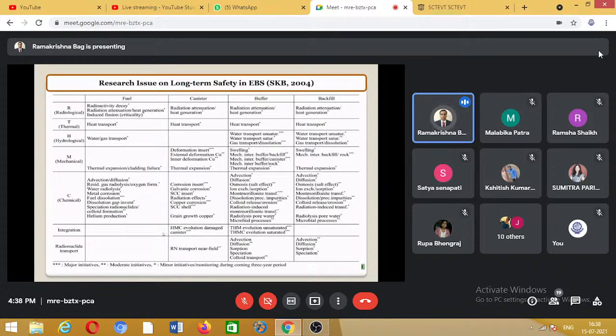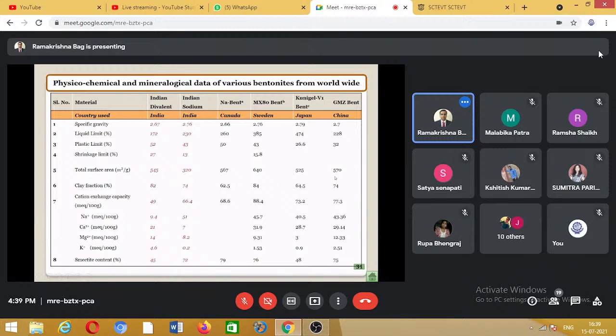So these are the different methods, engineering processes. Ultimately, we look at THMC: thermal, hydraulic, hydrogeological or hydraulic, mechanical, and chemical processes. This table shows the various types of bentonite and what are the different properties. These are not only geotechnical properties, you will see that some properties are chemical as well. So we call it physicochemical properties.